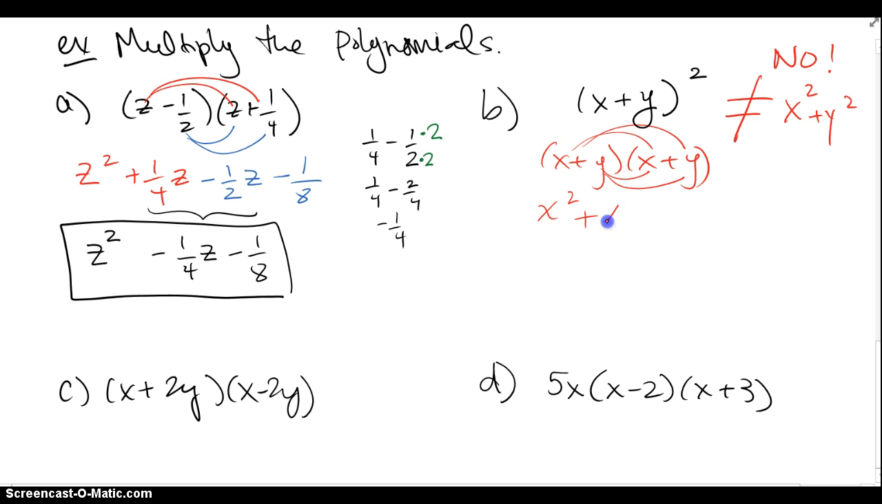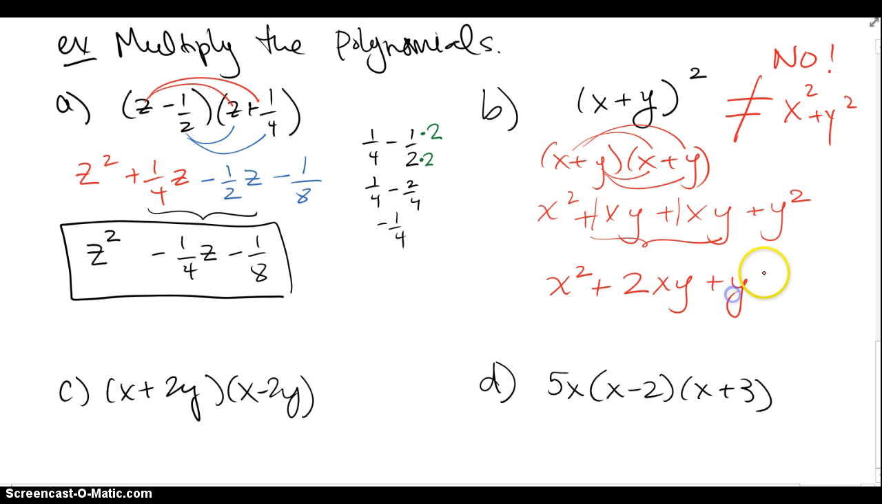x squared plus xy plus, right here I get yx, but that's the same as xy because the order of the product doesn't matter, plus y squared. And then combine like terms: x squared plus, you have 1xy, you have another 1xy, that gives you a total of 2 of them, 2xy plus y squared. So again, remember that when you're adding, you just add coefficients, you don't touch the exponents. The only time you add the exponents is when you multiply and they have the same base.